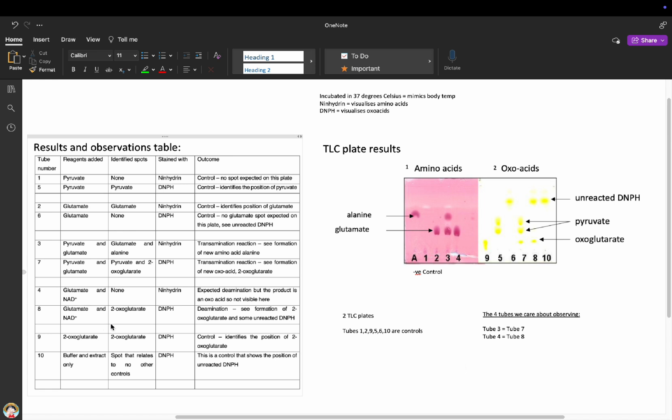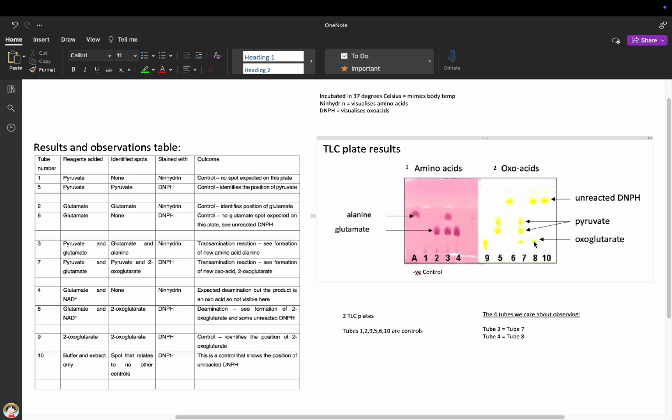Right, deamination removes the amino group. The product is an oxoacid, so it wouldn't show up on that particular plate. We need to check the oxoacid plate for tube 8, which used the same reactants. Excellent deduction, and there it is. A new spot matching 2-oxoglutarate, the product of glutamate deamination.